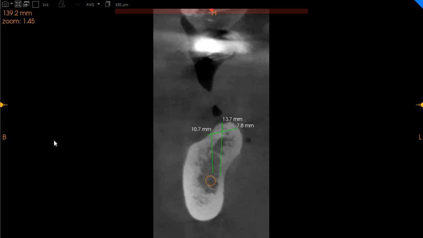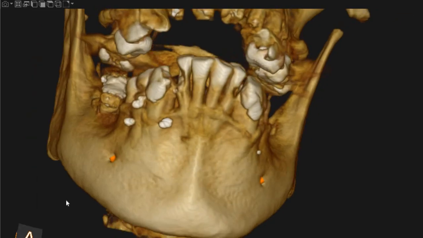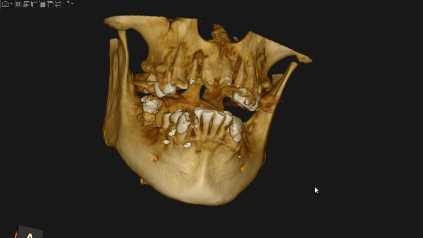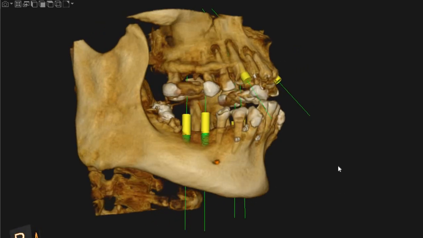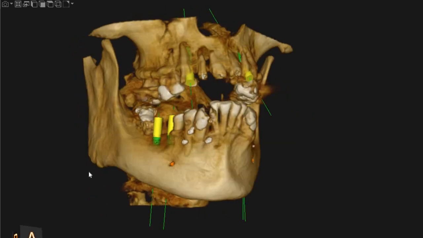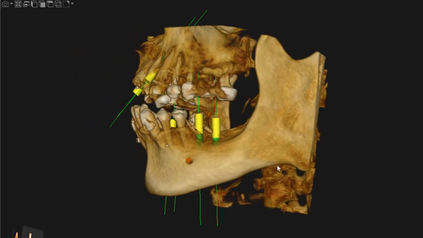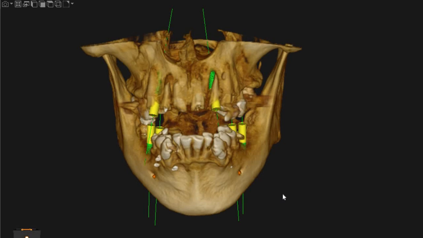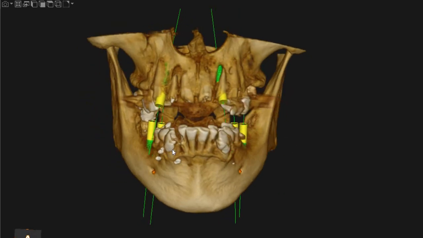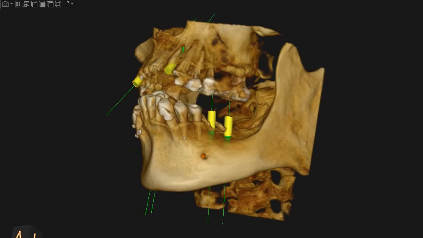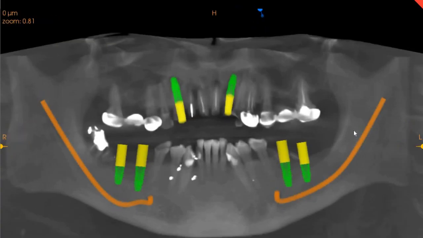Now we're going to move on to show you how we have placed all the implants. This is the 3D rendering. So here we go. These are the implants we have placed in the 6 and the 7 on the lower right, the 6 and the 7 on the lower left, and the upper left lateral incisor and the upper right canine region. These are all the implants.